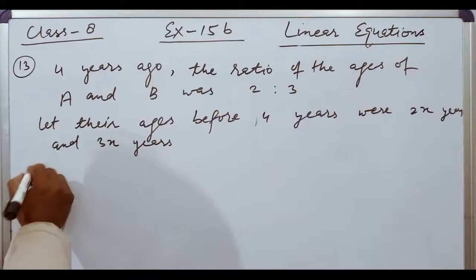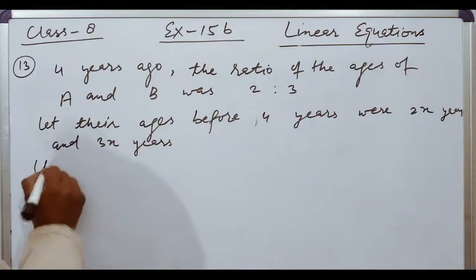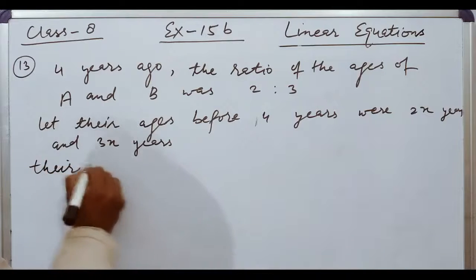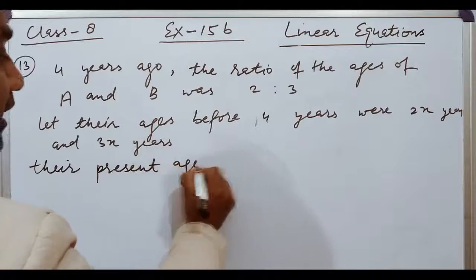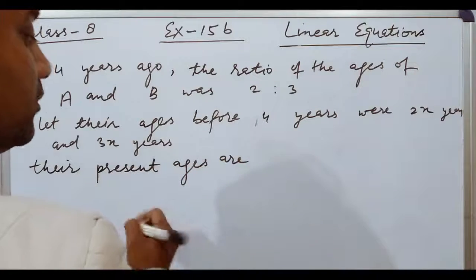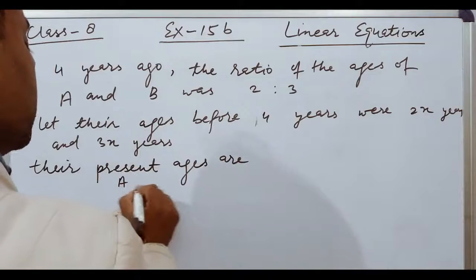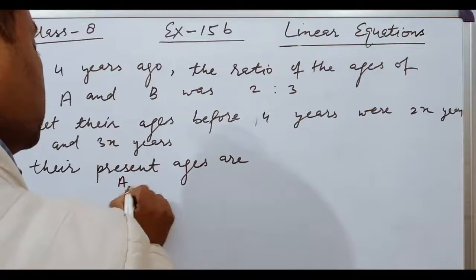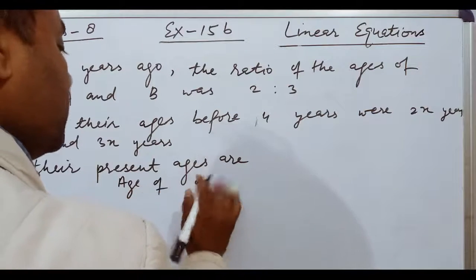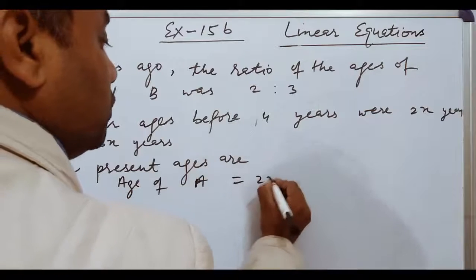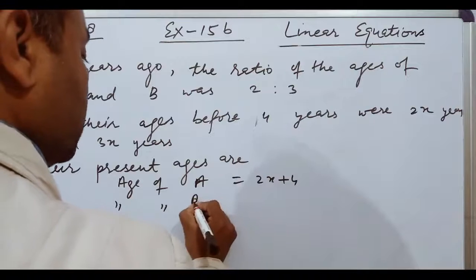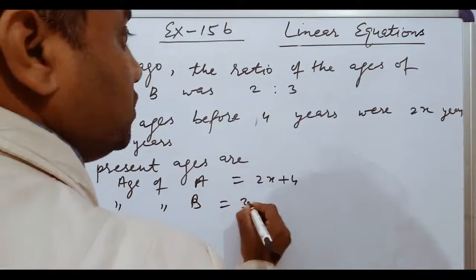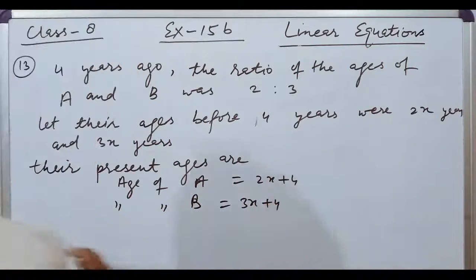So dear student, what is the meaning of the question? So their present ages are, means age of A equal to 2x plus 4, age of B equal to 3x plus 4.